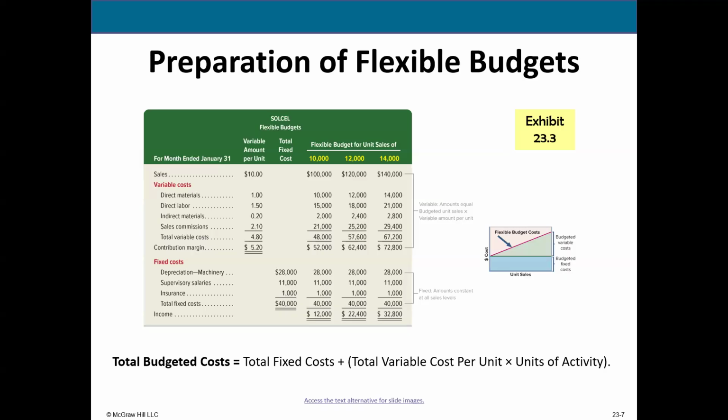So that's how we find the total budgeted cost: we take the total fixed amount plus the total variable amount. And the way we find the total variable cost is we take the variable cost per unit, multiply that by the number of units produced. So very, very straightforward.